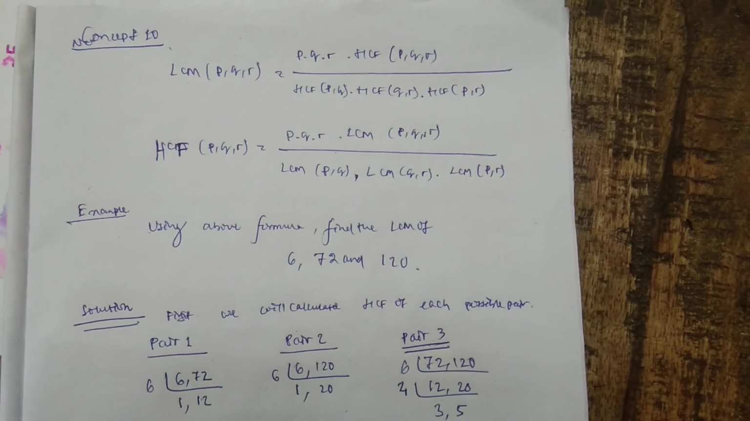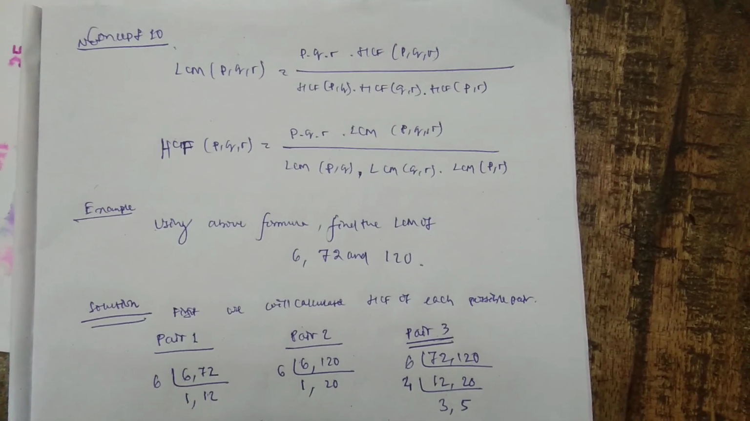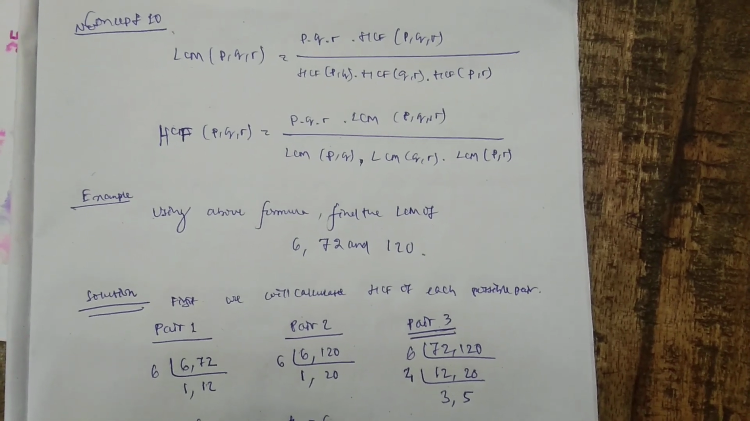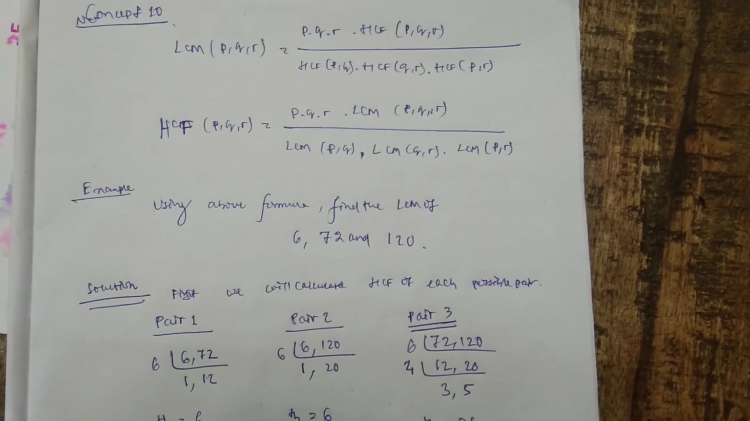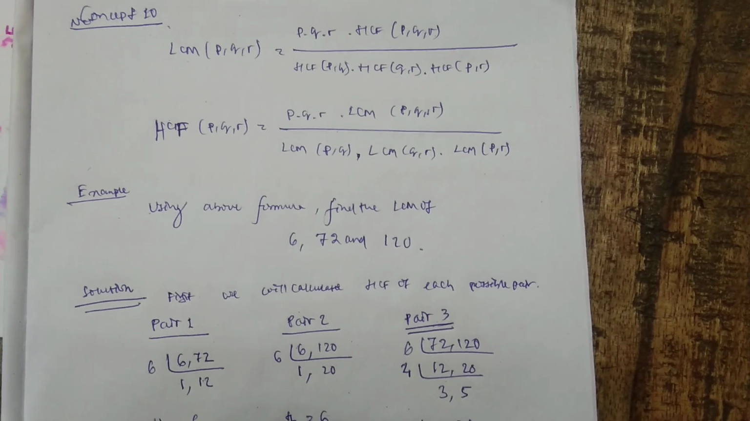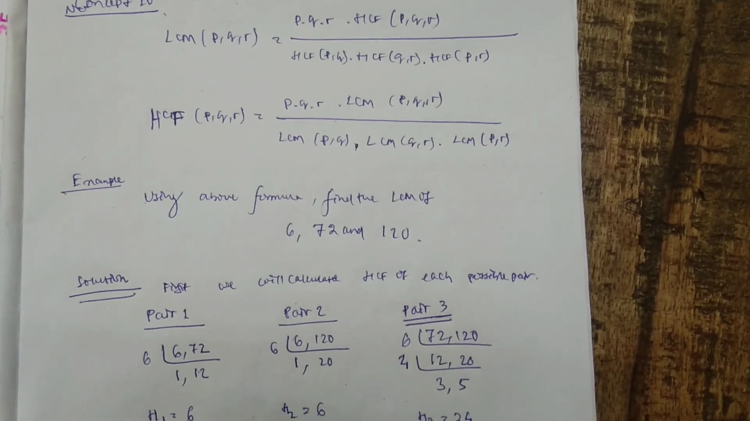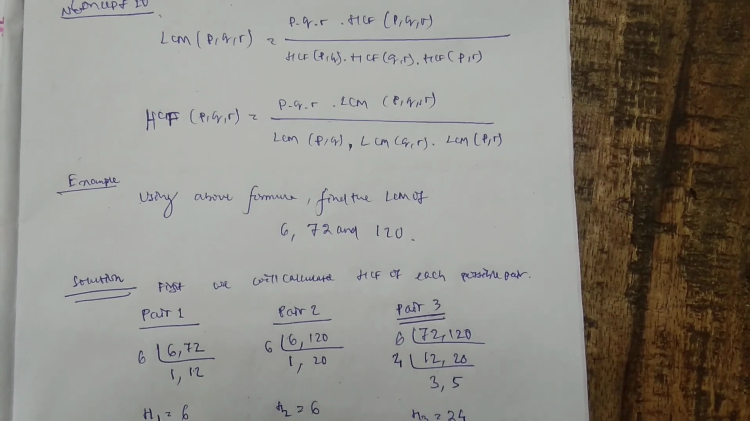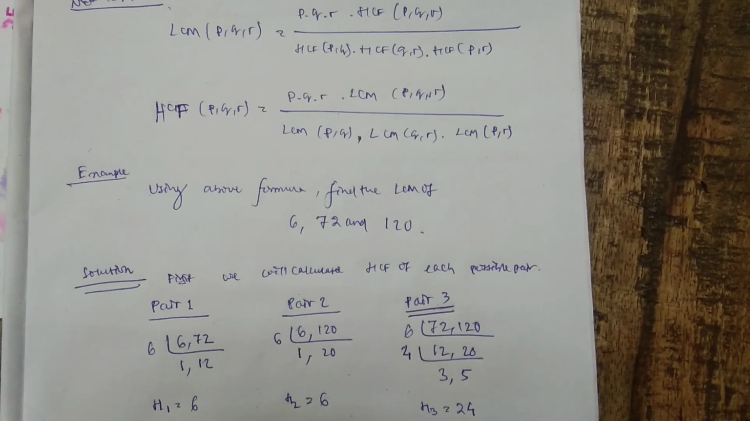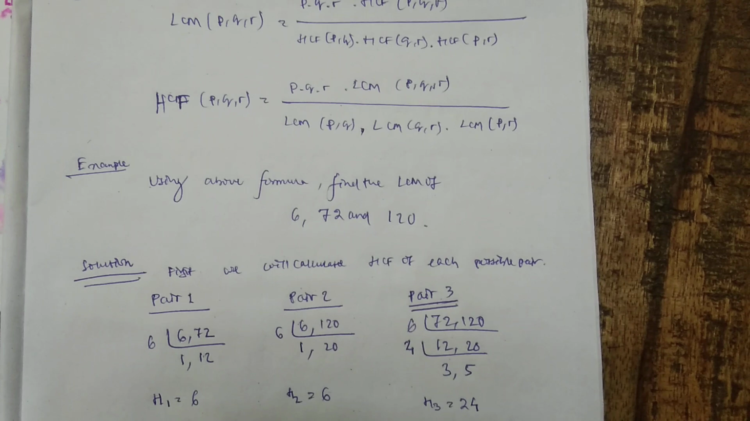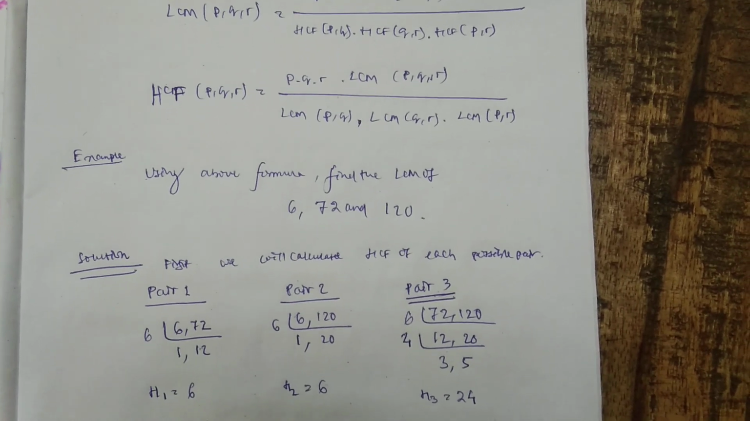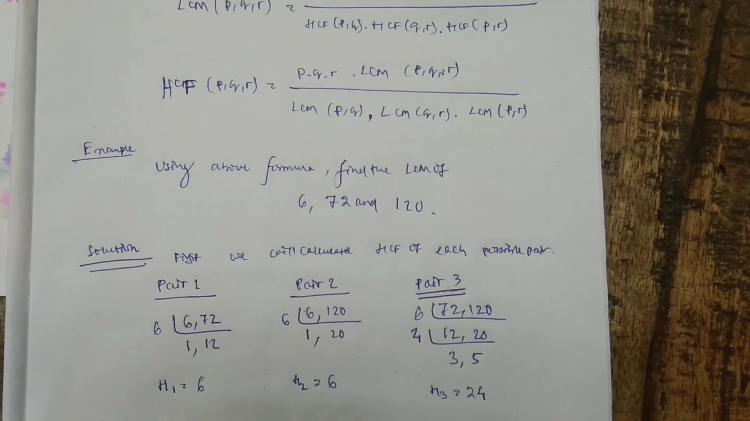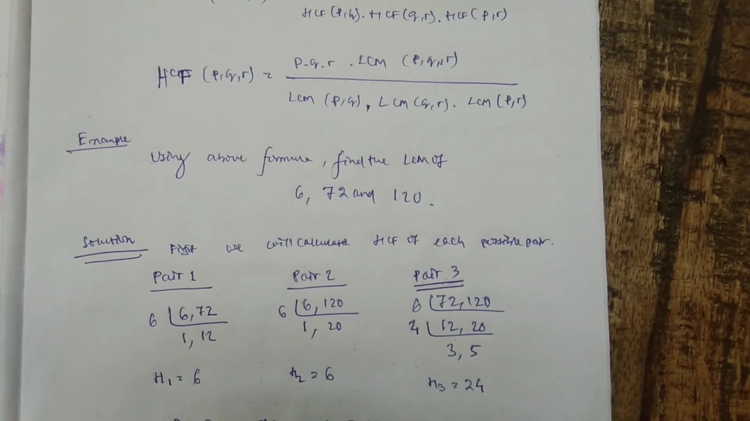Concept number 10. We have two formulae. LCM of PQR equals the product of PQR into their HCF, divided by HCF of PQ into HCF of QR into HCF of PR. And another formula is HCF of PQR equals the product of PQR into LCM of PQR, divided by LCM of PQ into LCM of QR into LCM of PR.